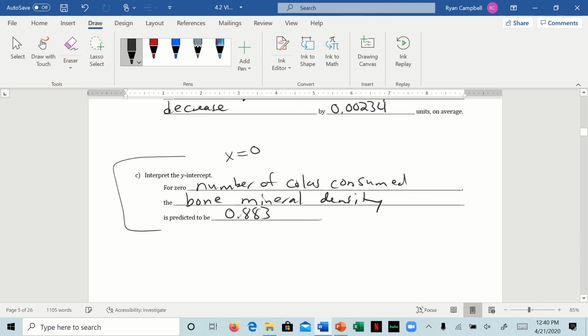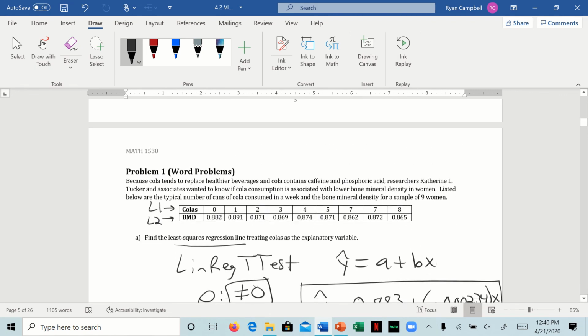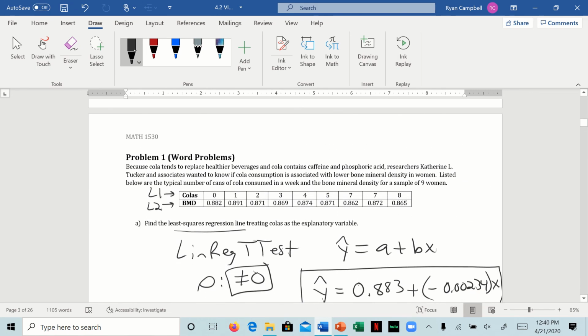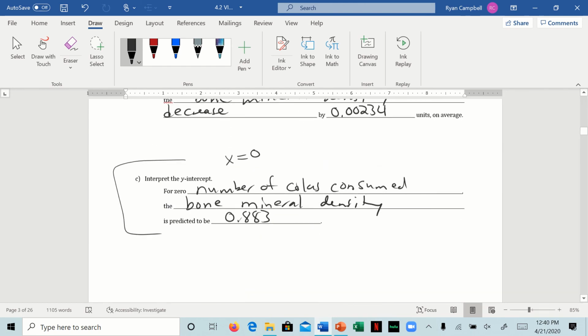Now we ask ourselves, does this make sense? Does it make sense to drink 0 colas? Yeah, you could not drink soda. That makes sense. Would it make sense that our bone density score could be around 0.883? Well, if we look at all the other values, yeah, they're pretty close to 0.883. This actual value was 0.882. So yeah, it would make sense. So, good. All right.